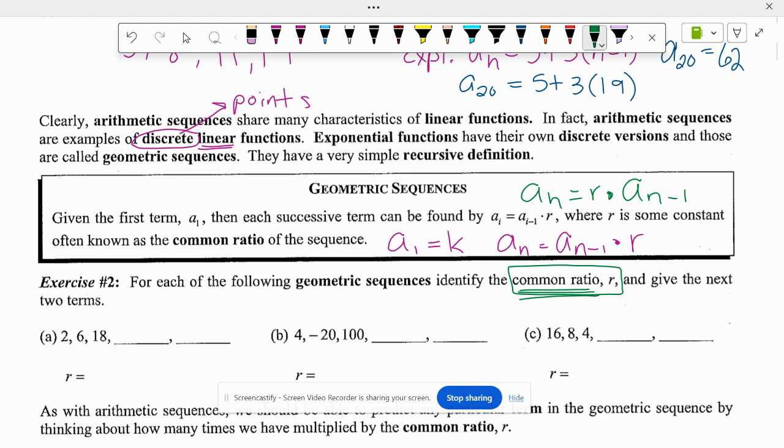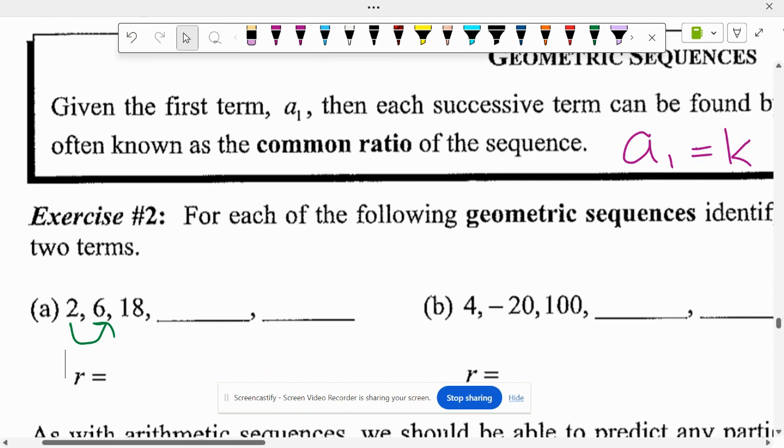And remember that when we think about exponentials, we have a multiplier, right? So this means that we're multiplying by the same term. This common ratio is a multiplier. So tell me, what did I multiply 2 by to get 6? 3. So that means that R, my common ratio, is 3. So if I keep that pattern, what is 18 times 3? And 54 times 3? Good job.